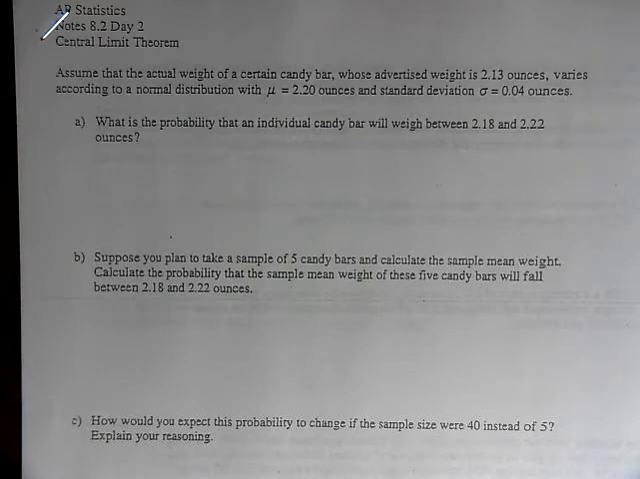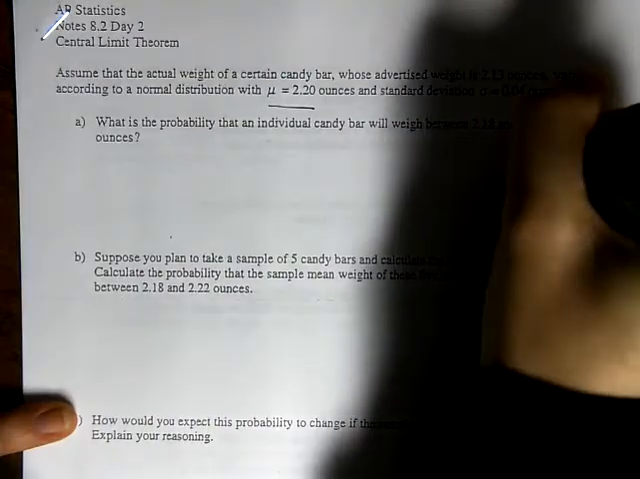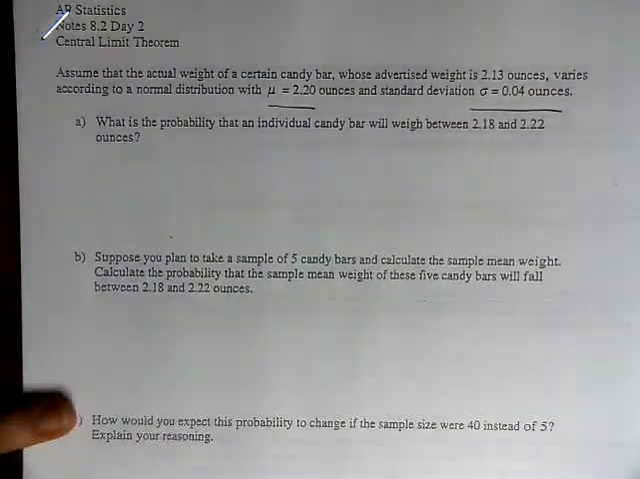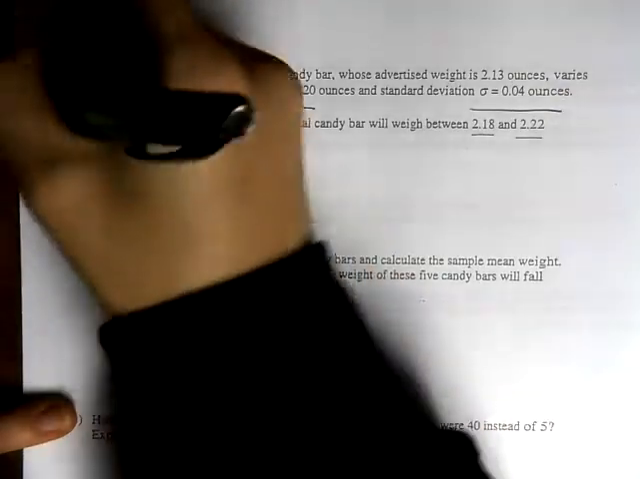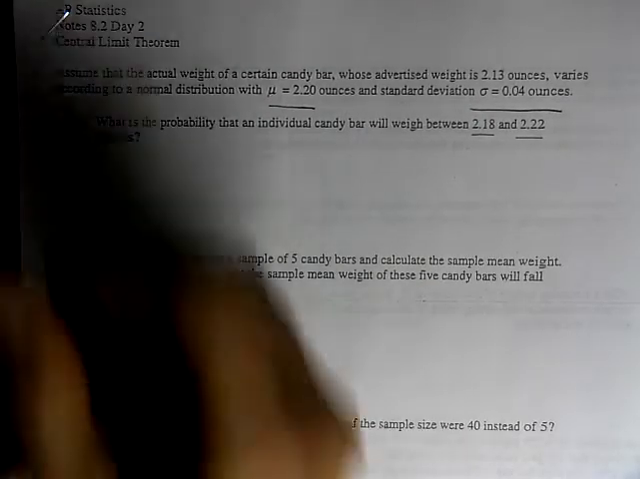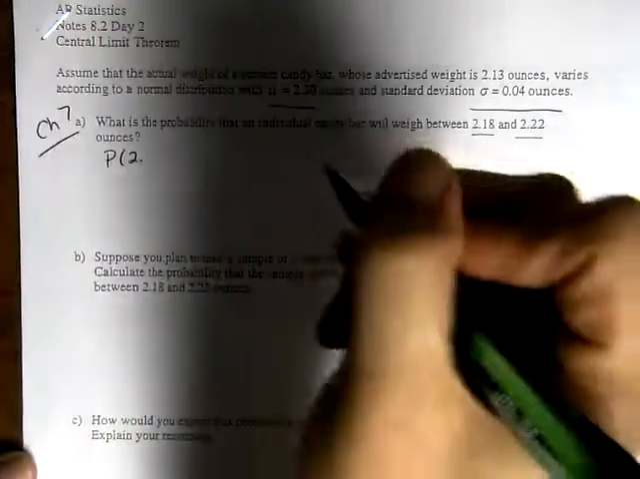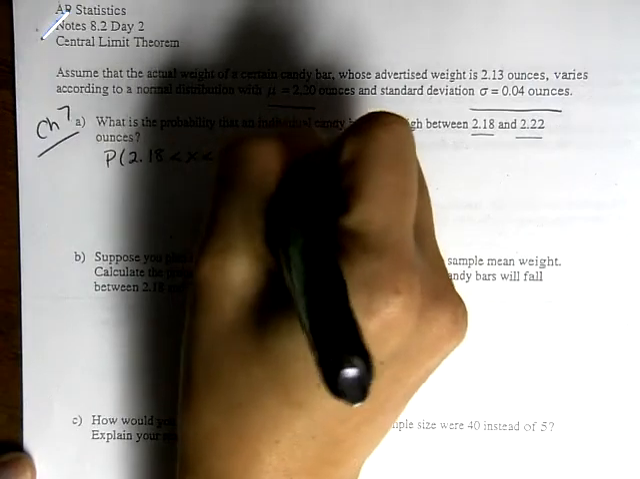We assume that the actual weight of a certain candy bar, whose advertised weight is 2.13 ounces, varies according to a normal distribution with a mean of 2.2 ounces and a standard deviation of 0.04 ounces. What's the probability that an individual candy bar will weigh between 2.18 and 2.22 ounces? Again, this is a chapter 7 question because you're only looking at an individual candy bar.